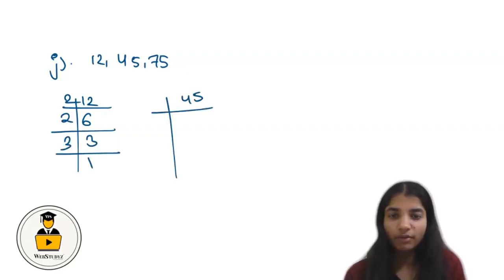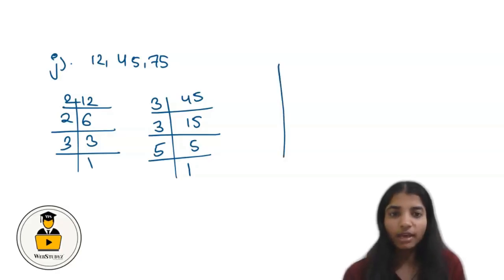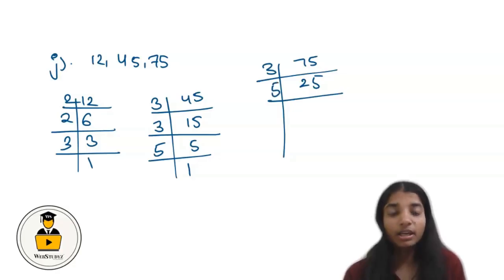Now 45 is clearly divisible by 3. When we divide 45 by 3, we get the value 15. Again 15 is divisible by 3, we get the value 5. When we divide 5 by 5, we get the value 1. Now we have 75. When we divide 75 by 3, we get the value 25. Now 25 is divisible by 5. When we divide 25 by 5, we get the value 5. Then 5 divided by 5 becomes equal to 1.